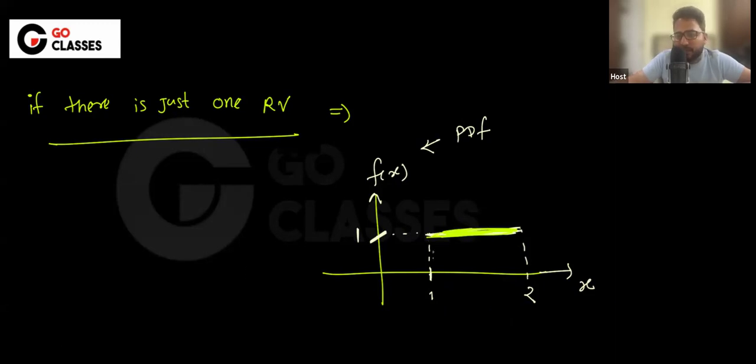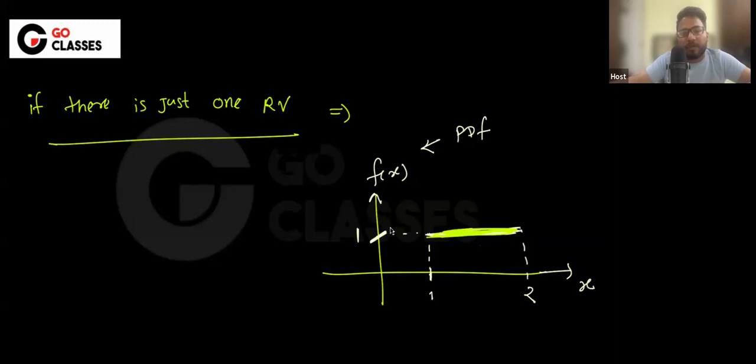If this is, let's suppose, something like this, then based on the f of x, obviously the area will be changing, right? So here, in case of 1D, we used to visualize it. We can visualize it because the graph will be 2D.